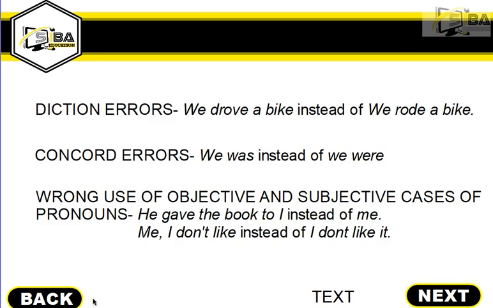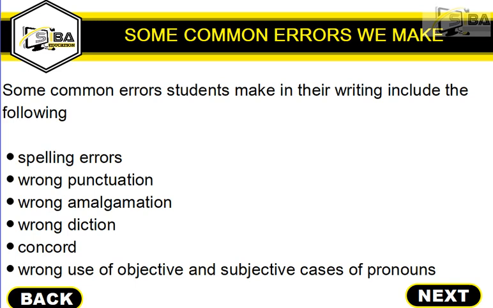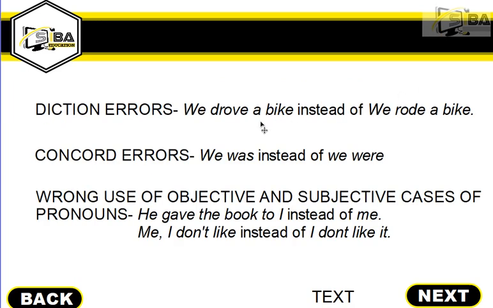So, let's start here. Wrong diction. Now, look at this sentence here. It says, "We drove a bike." Now, the word "drove" is not used in reference to bikes. It should rather be "we rode a bike." And so if you write "we drove a bike," you get marks subtracted from your score for expression. Whereas this is correct.